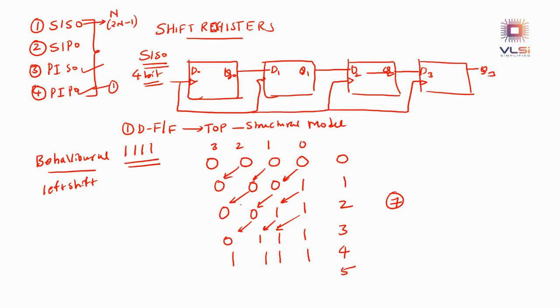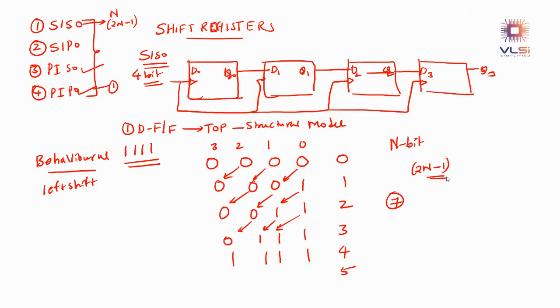So we can say that if it is n bits, it will take 2n minus 1 clock cycles to get all the bits of data. So this is the basic operation of SISO.